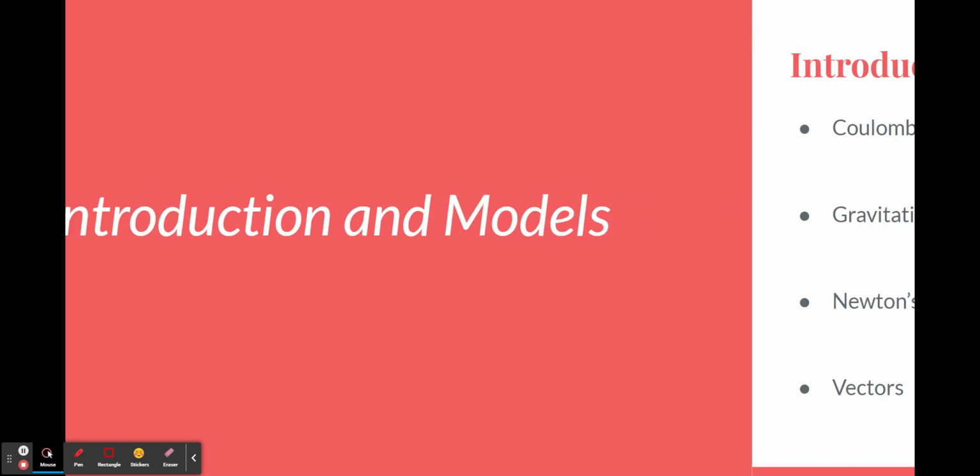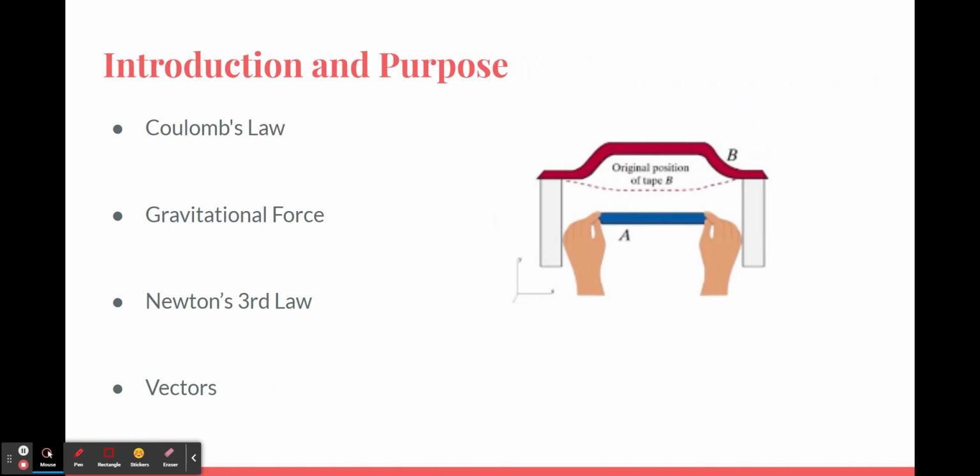Introduction and models. This lab discusses four key topics. The first is Coulomb's law, which explains the electric force of attraction or repulsion between two stationary objects, followed by gravitational force, which deals with the force applied from one object to another in terms of gravity, then Newton's third law, which states that for every action there is an opposite and equal reaction, which is relevant when dealing with the floating tapes. And finally, vectors, which are arrows that indicate magnitude and direction.